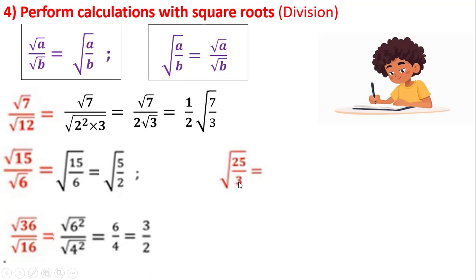Now radical 25 over 3. Now this fraction cannot be reduced, but we can split the numerator and the denominator, each one inside a radical. So we can write it radical 25 over radical 3. Now radical 25 can be written as a perfect square. It comes out as 5. So the answer is 5 over radical 3. These are the rules of division of square roots. Also, as I always say, practice these exercises very well.